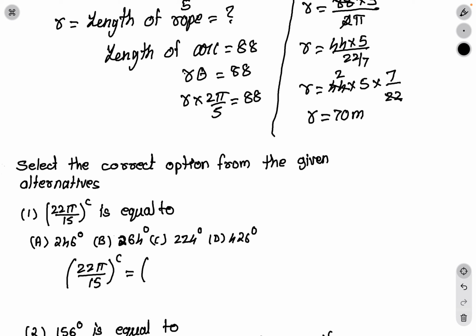रेडियन is equal to 22 pi upon 15 into 180 upon pi degrees. So pi will get cancelled. So 15 into 12 is 180. So 22 into 12 degrees, that is 264 degrees.